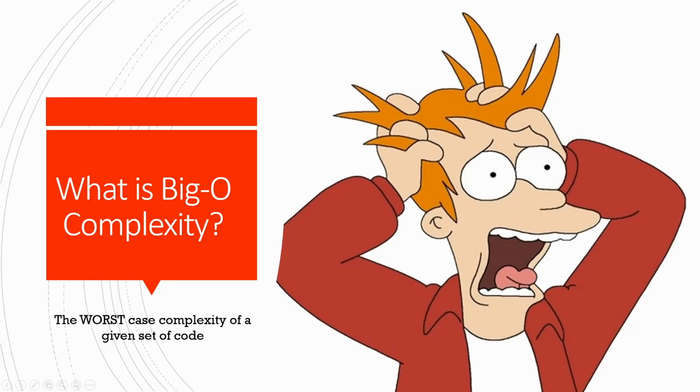So what is big O complexity? Big O complexity is the worst case complexity of a given set of code. We basically want to determine what is the longest amount of time that this code is going to take to complete running. Why do we want to know the worst time? Because it can only go up from there.